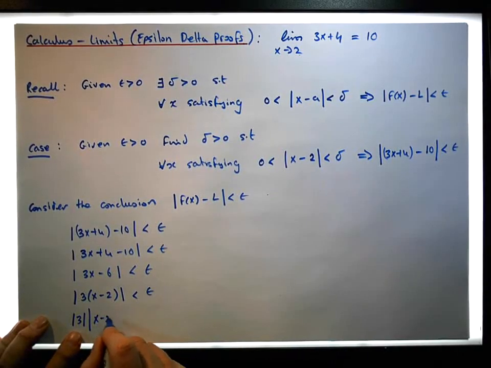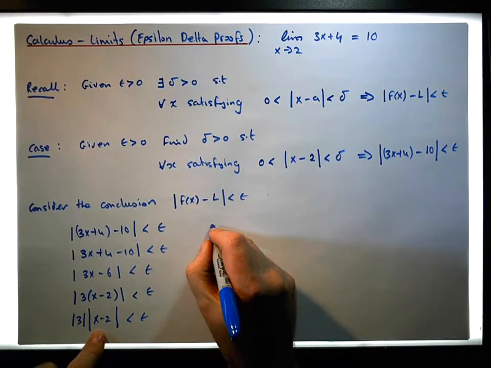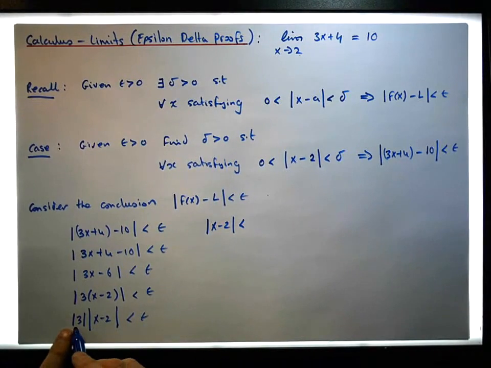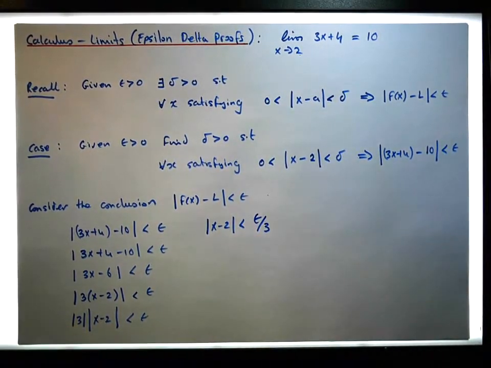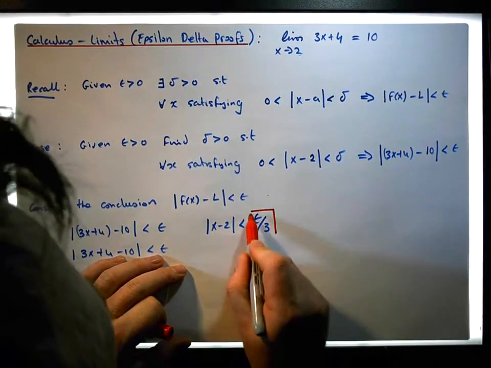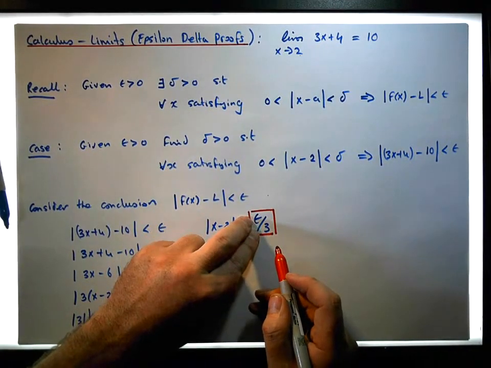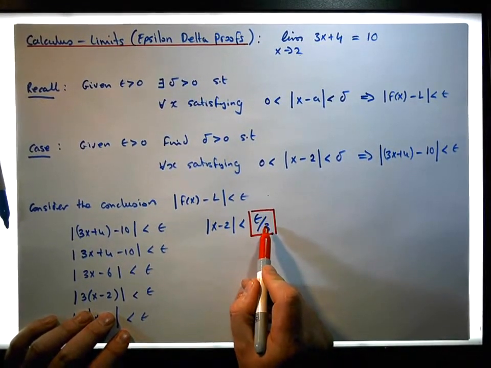of x minus 2 must be less than epsilon. And what does this tell us? This tells us that the absolute value of x minus 2 must be less than, okay? If we divide across by the absolute value of 3, we get epsilon over 3. So what we've just found here is some number. Don't forget, epsilon is greater than 0, so this number here is also greater than 0, okay? So we found some number greater than 0 such that x minus 2 is less than that, okay?